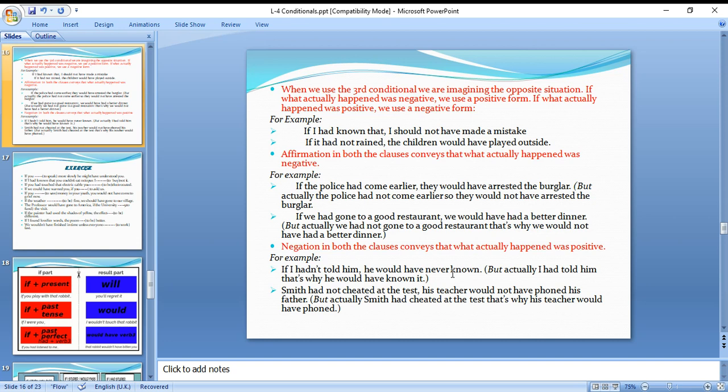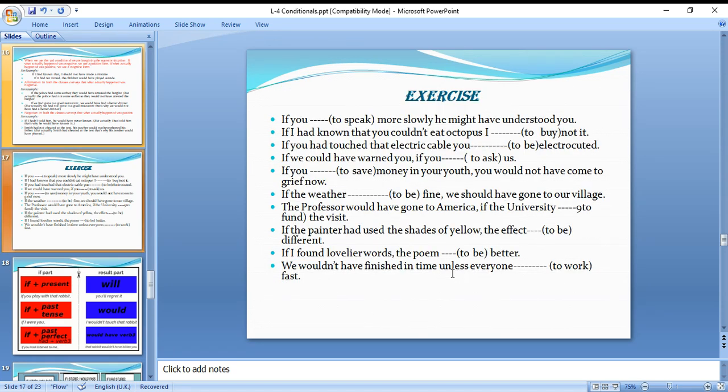Negation in both the clauses conveys that what actually happened was positive. If I hadn't told him, I would have never known. But actually, I had told him, that's why he would have known it. Now, this is the exercise related to the third condition.